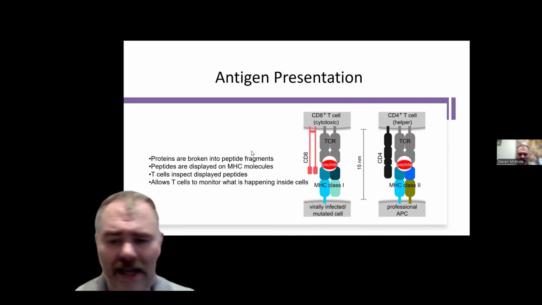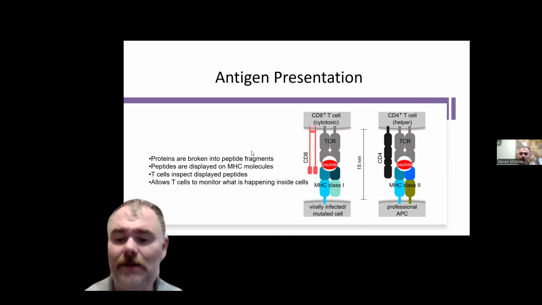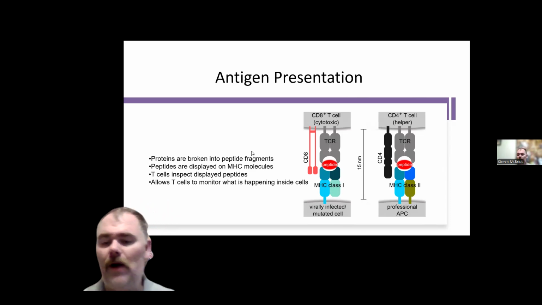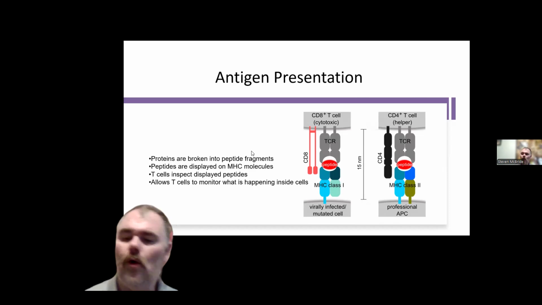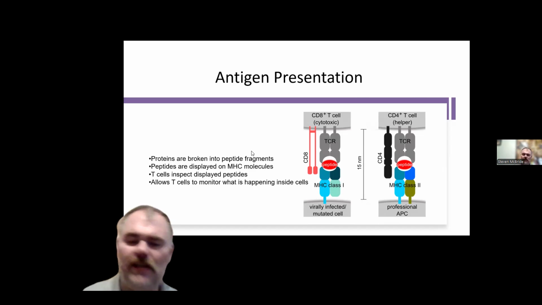When a T cell encounters an MHC molecule displaying a peptide that matches its receptor, it receives information about what is occurring within or around that cell. Without MHC molecules, T cells would have no way to determine whether cells are healthy, infected, or associated with a pathogen.